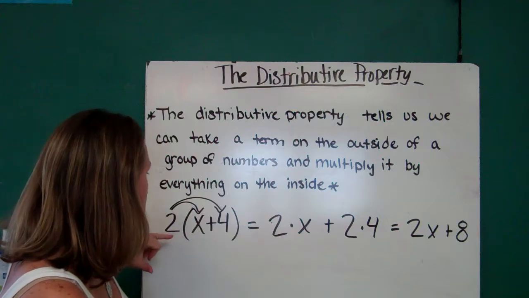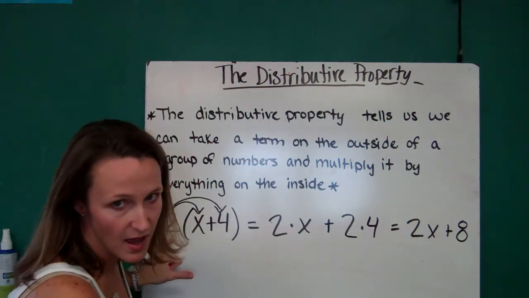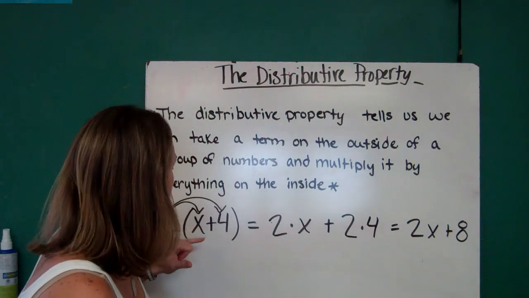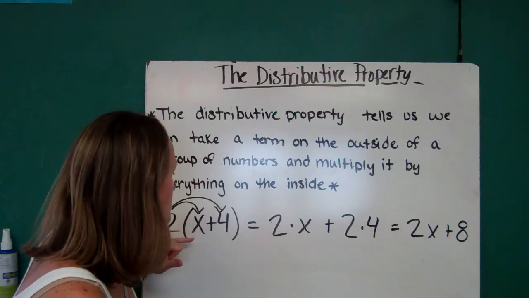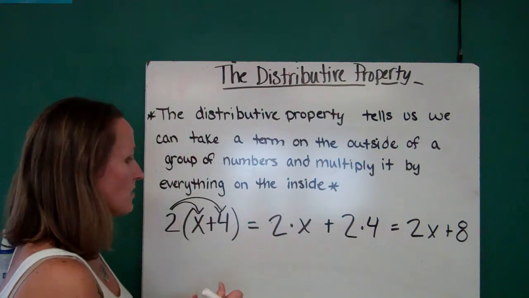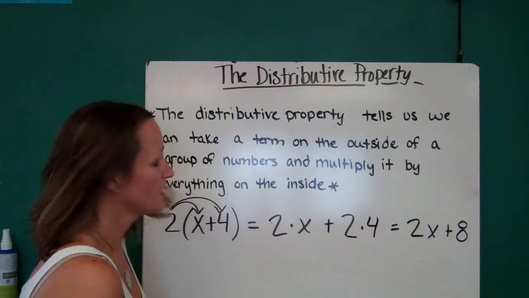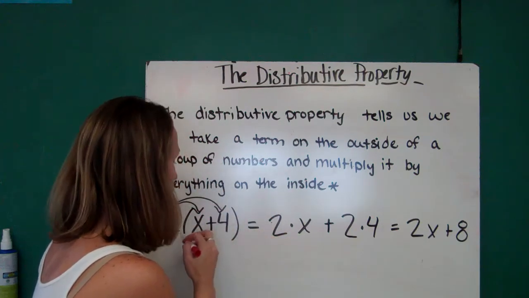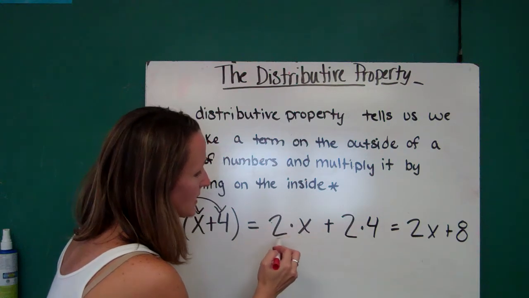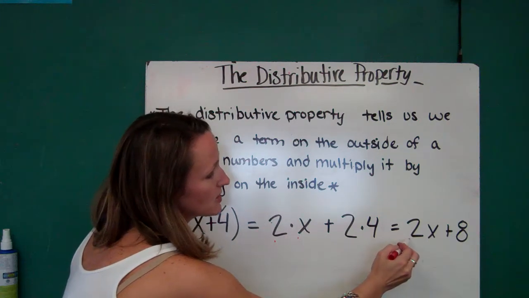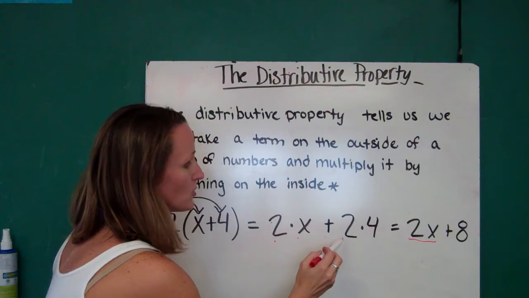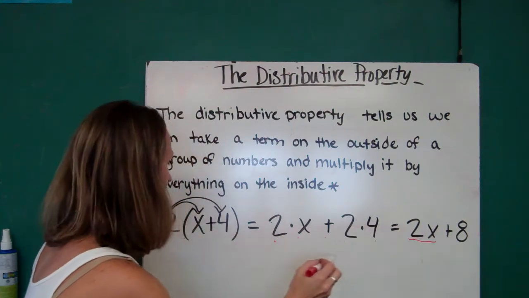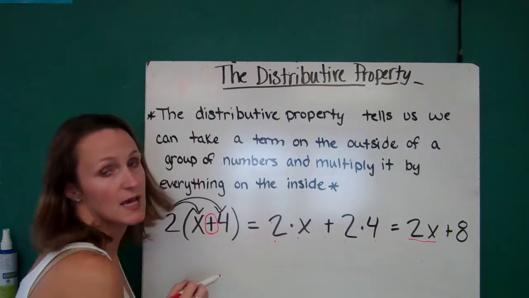So if we look at this, here's our 2. It's on the outside of a group of numbers, and we're going to distribute it, or multiply it, by everything on the inside. So before they can leave the house, this 2 has to kiss this x, and then it's going to kiss this 4. So we're distributing and multiplying: 2 times x gives us 2x, plus 2 times 4, we're getting 8. I used plus because I had a plus in the middle.